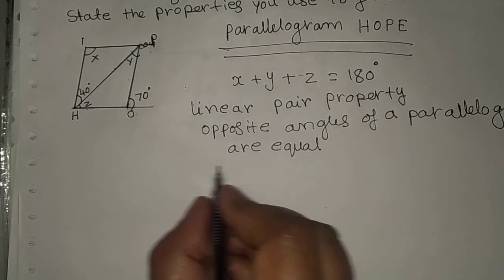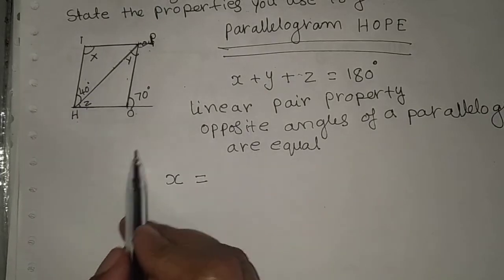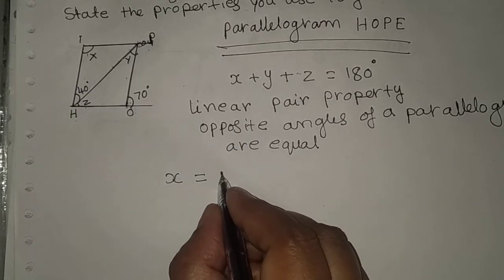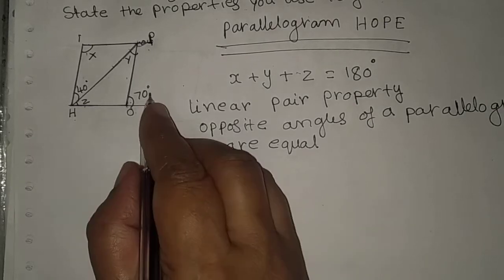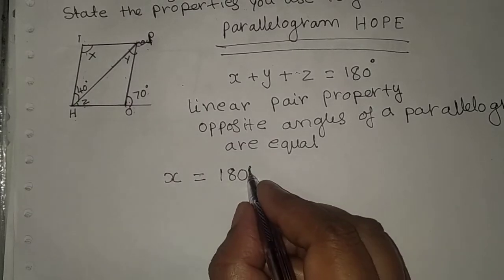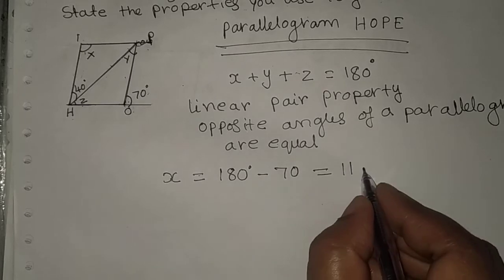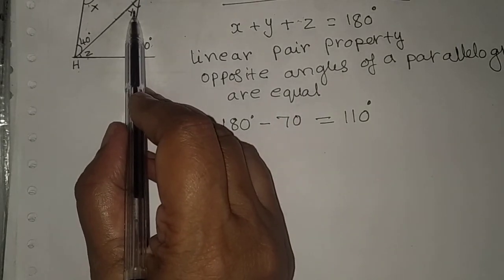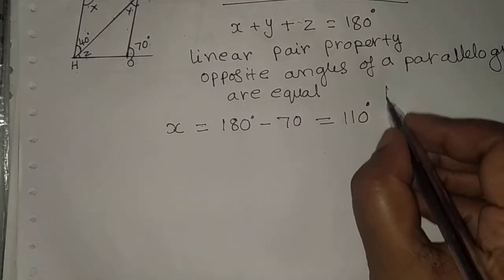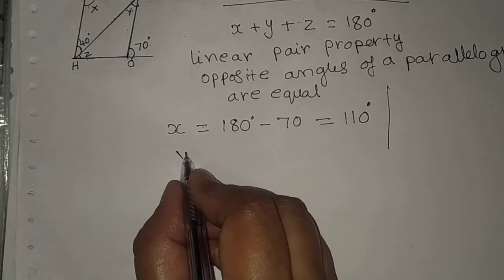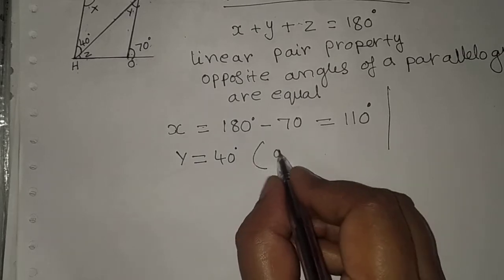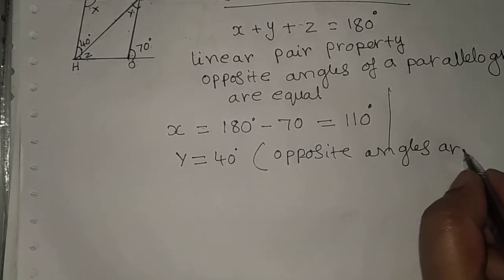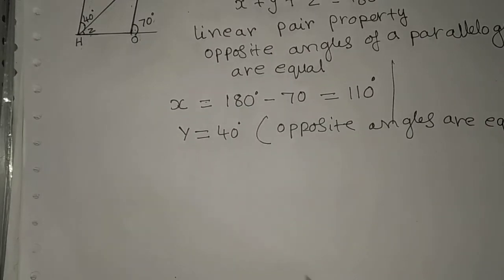Then for x, since here we have an exterior angle, opposite to x, we can write x is equal to 180 minus 70. What we get is x as 110. Next, y has its opposite angle z, so we can write y as 40 degrees. In the bracket, opposite angles are equal.